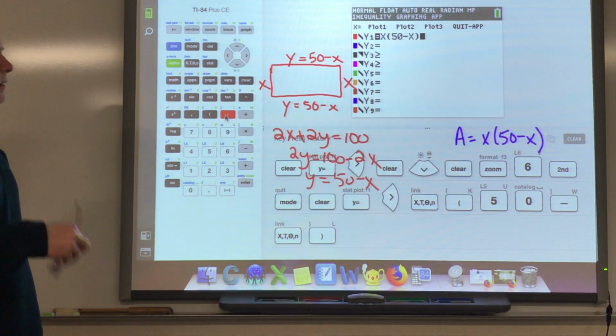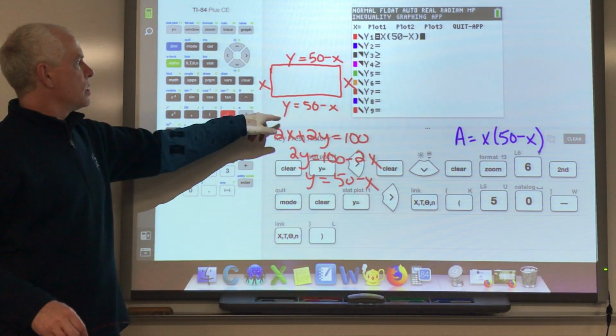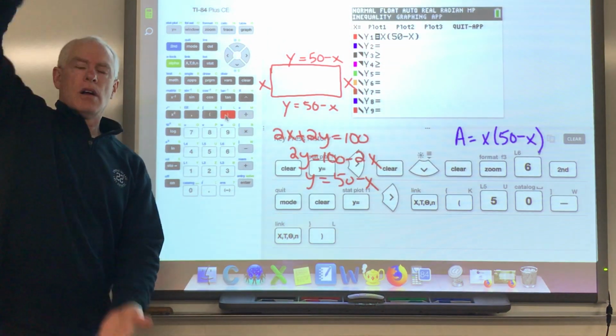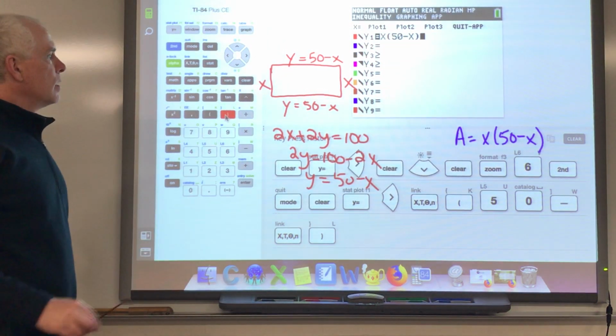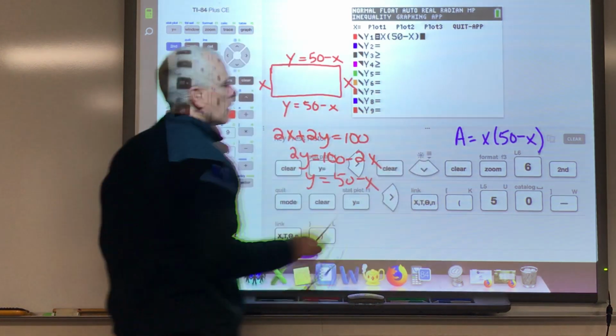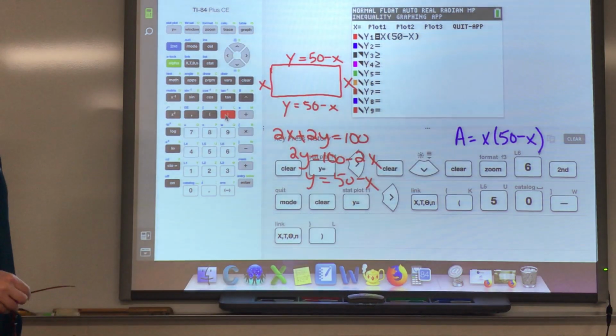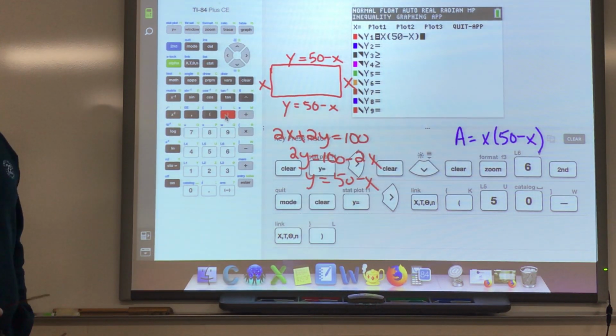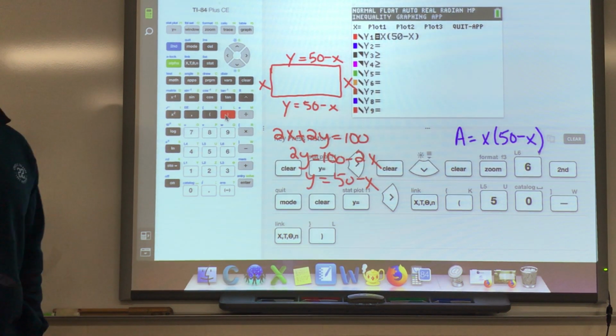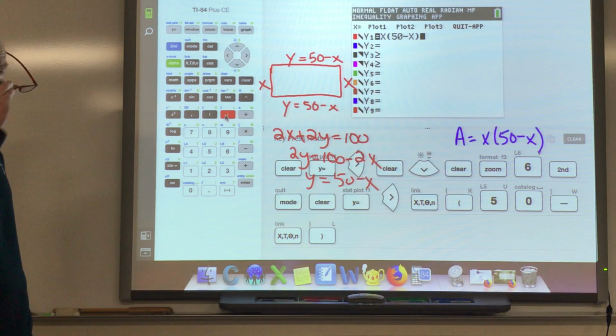And then y in this case, it's not the same as this y. Y represents our vertical height on our graph. That's going to be area, okay? So when I go x times 50 minus x, so let's just pick a number. Let's say I put in 20. I'd get 20 times 30, which is 600. So I'm going to maybe go to 1,000 just to make sure I've got enough, okay?